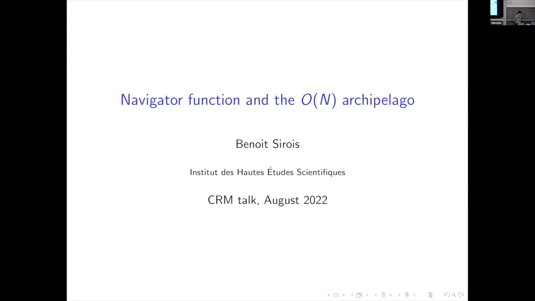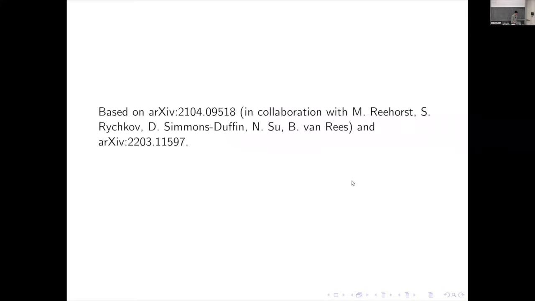It's very nice to be here and have the opportunity to talk about what's been occupying the first 2 years of my PhD at HES. And it's also nice to be back in Montreal after a couple of years of absence. Today, I'll talk about this Navigator function that we've been working on.